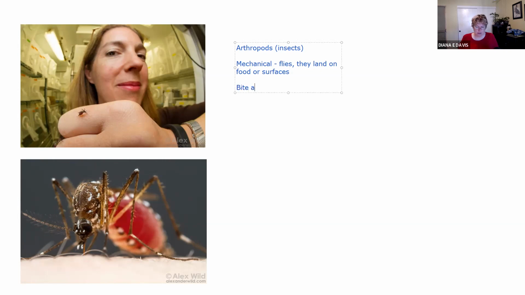But there is also bite associated. So that's mosquitoes, ticks, and a few other things that aren't that common in the US, like kissing bugs.